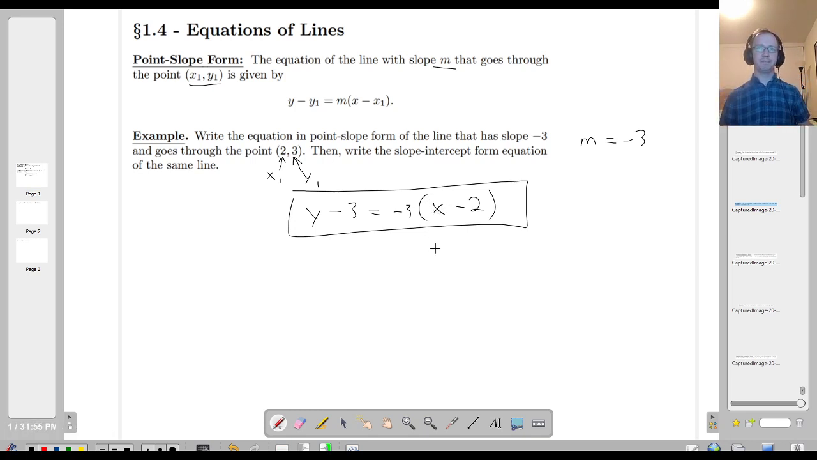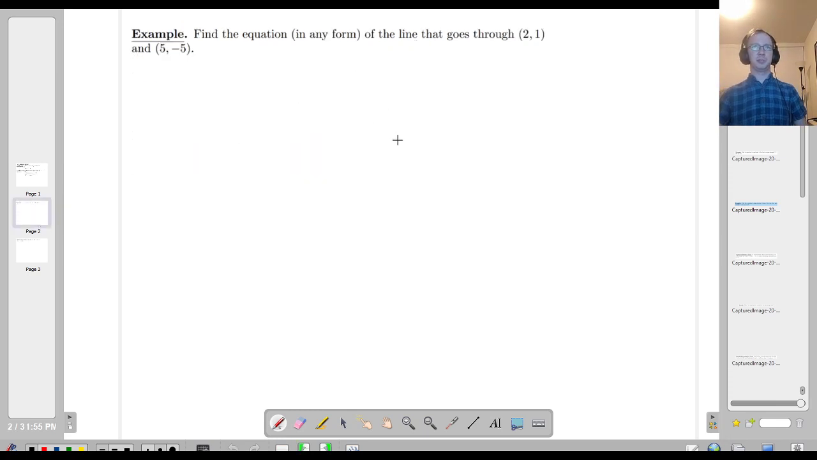I'm done. Okay, so one of the advantages to point-slope form again, I don't have to do any work to try to find the y-intercept or to solve for y. That's it. You just plug in your information and you're done. So it can be very advantageous. Let's look at another example now.